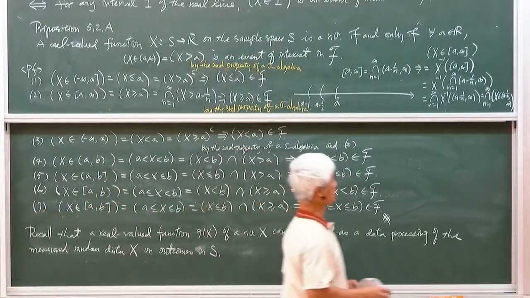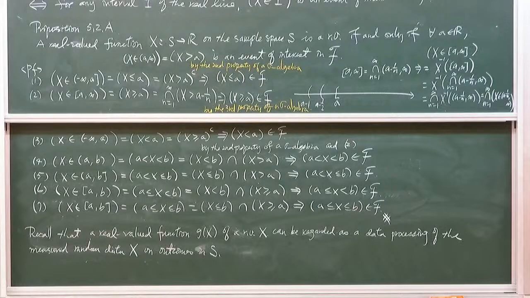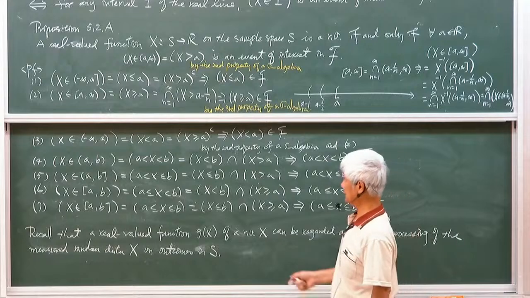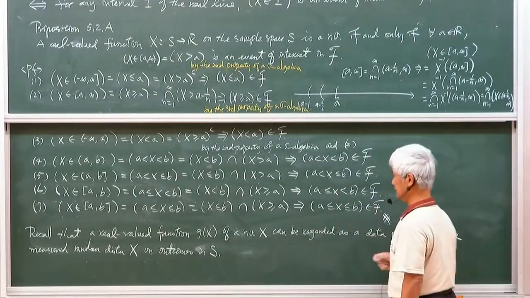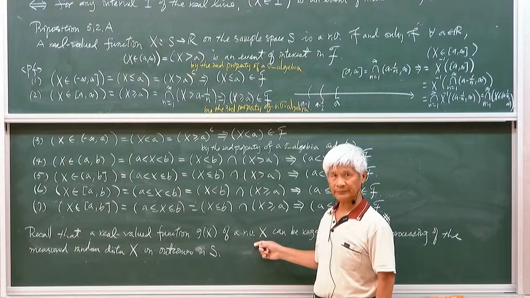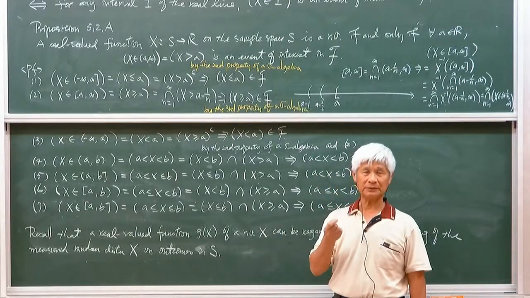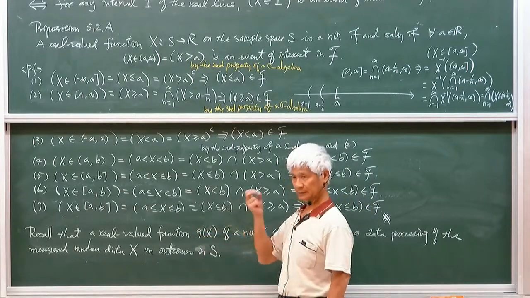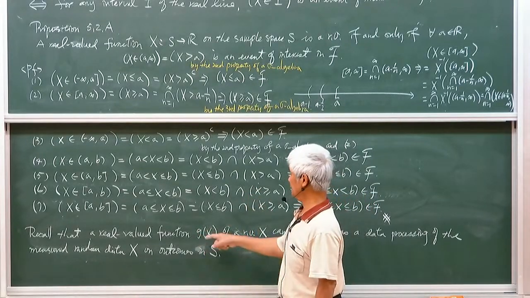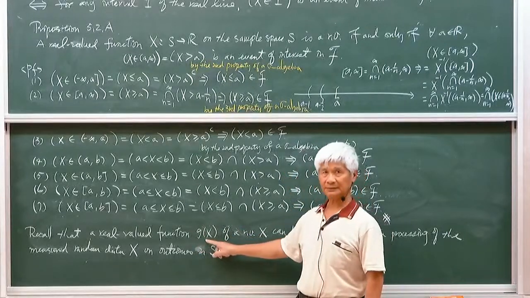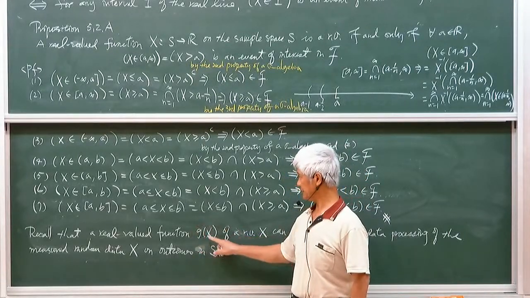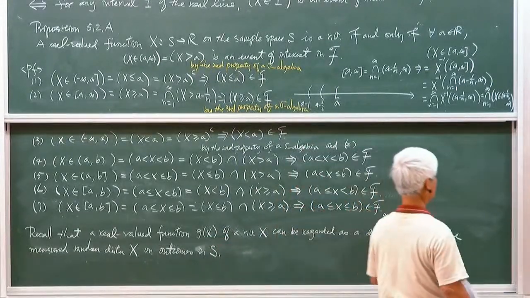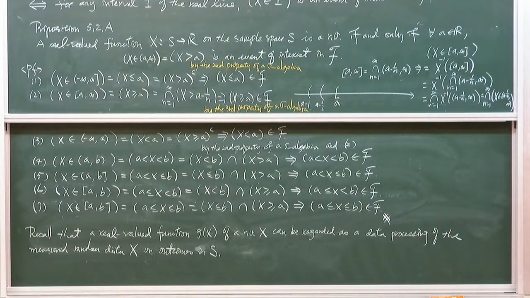Okay, so now we will answer the question: if we do some data processing on a random variable, actually on the value measured by the random variable x, by a real value function g, then is this composition function still a random variable? This is the very basic question we should answer.